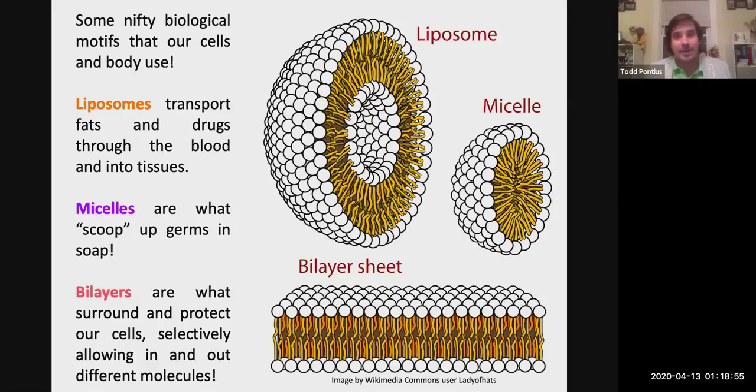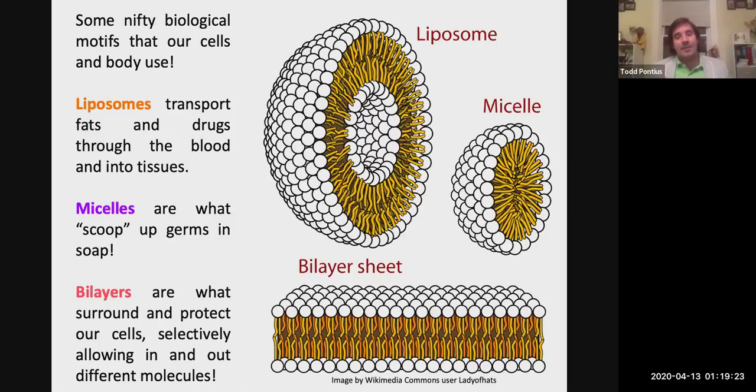Here are some examples of them. So we have liposomes. Liposomes transport fats and drugs throughout the body. We have this lipid bilayer that's going around, kind of a smaller collection here. We have micelles. Micelles don't have what's called a bilayer. They have one layer of these polar head groups going around them, but they form basically this sphere where you've got the polar head groups on the outside and the hydrophobic tails on the inside.